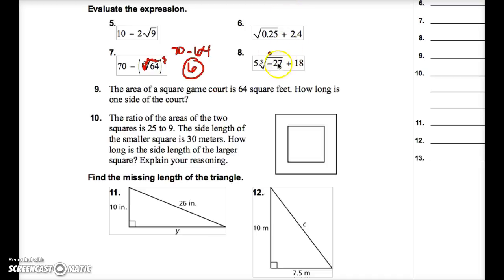Okay, number 8, we have 5 times the cube root of -27, so we'll do that part first, and then plus 18. So the cube root of -27 would be -3, because -3 times -3 times -3 would be -27. And then we're going to add 18. You multiply before you add, so 5 times -3 is -15. And then when you add 18, you get 3.